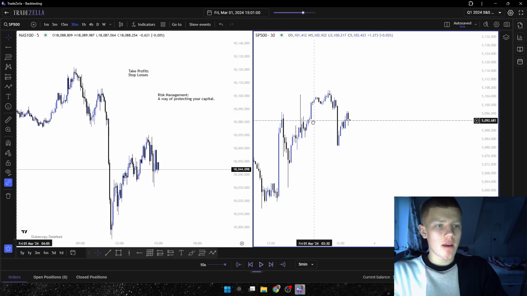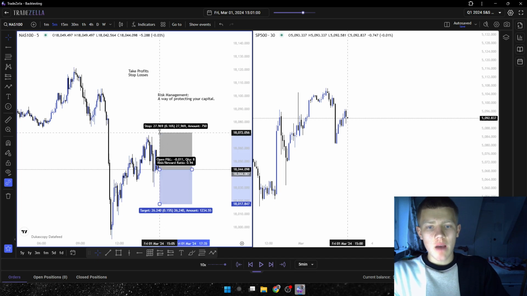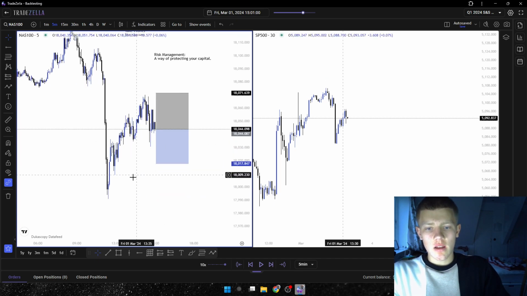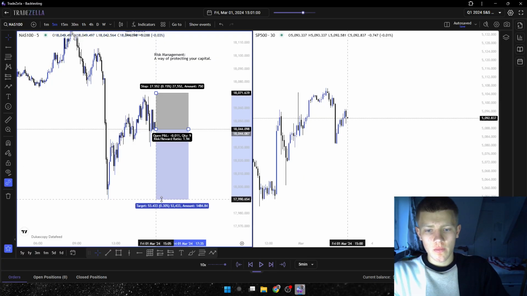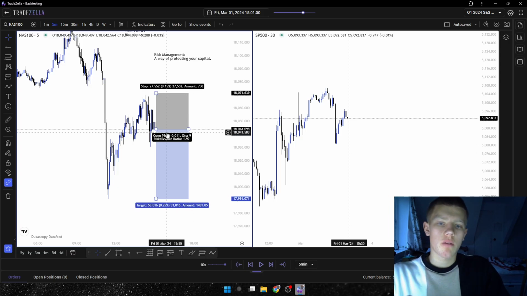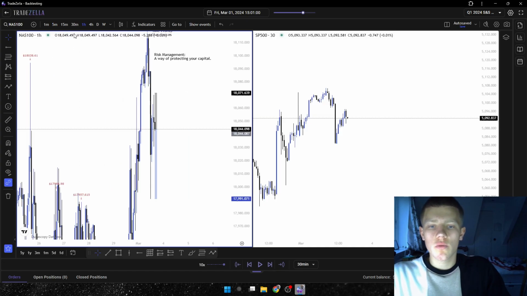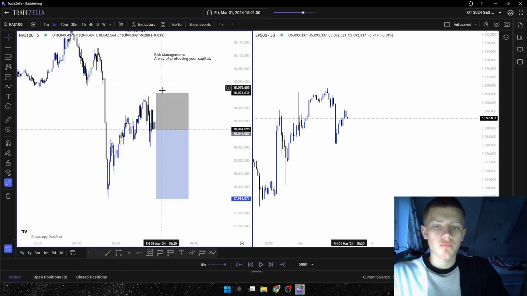If I want to sell a position right here, I put my stop loss above the high, and then I target this drawn liquidity down here. Now, there's no context to this. I would never take this trade in real life because none of my confluences are there. This is not a real trade. This is just an example.